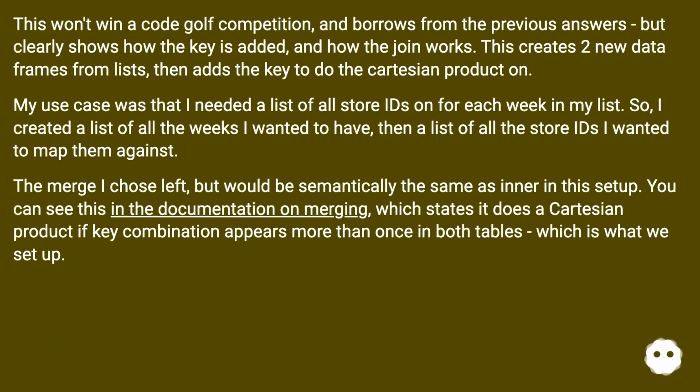This won't win a code golf competition, and borrows from the previous answers, but clearly shows how the key is added, and how the join works. This creates two new data frames from lists, then adds the key to do the Cartesian product on. My use case was that I needed a list of all store IDs for each week in my list. So, I created a list of all the weeks I wanted to have, then a list of all the store IDs I wanted to map them against.